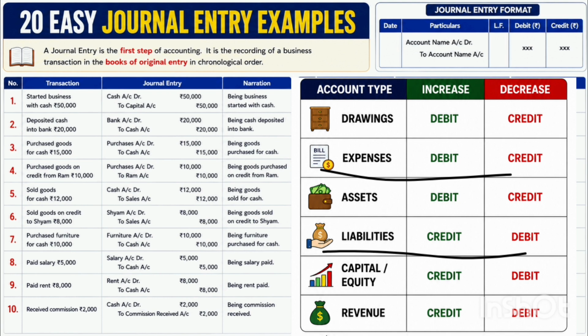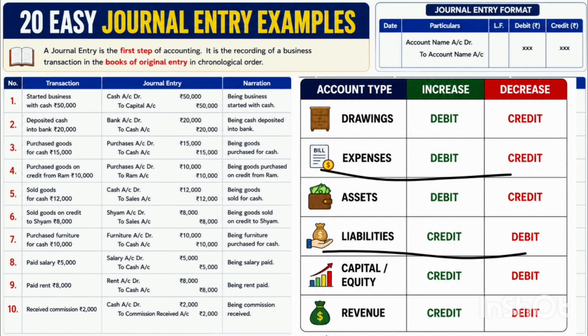So here purchase account is an expenses account and expenses are getting increased. So purchase account will be debit, and Ram account is a liability. So liability is getting increased, so we have to credit the Ram account. So what will be the journal entry? Purchase account debit to Ram account.